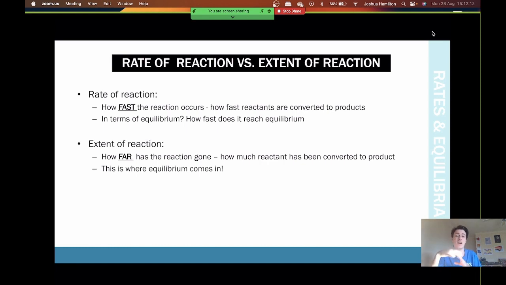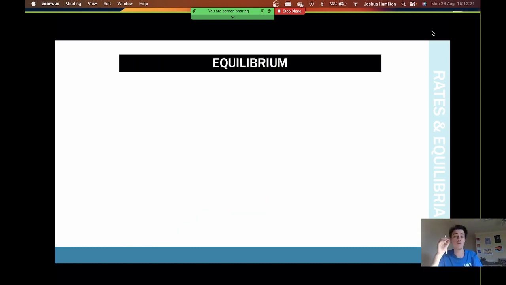So how far the reaction has gone. How can we make the reaction go further? How can we get more yield? We can get more of what we want. So please don't mix these two things up. You need to be able to discuss yield versus rate.